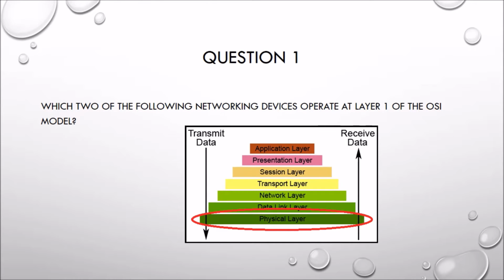Which two of the following network devices operate at layer 1 of the OSI model? Repeaters, bridges, switches, routers, hubs. The answers are A, repeater, and E, a hub.